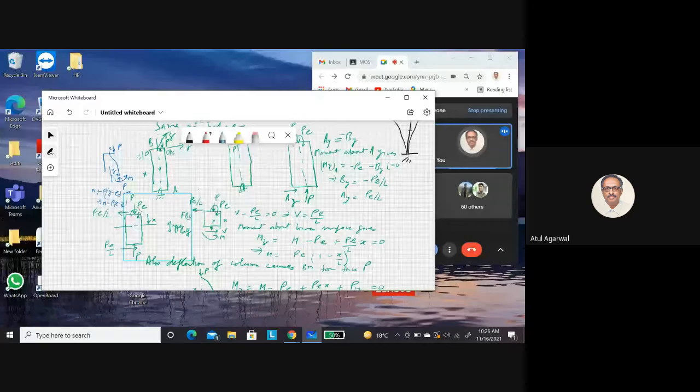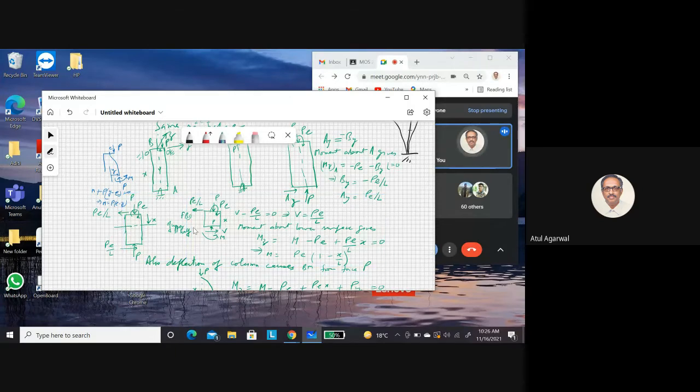So I have shown it here. This is PE by L. So I have shown whatever are the reactions. So here I just calculated these reactions Ay, By. So this is my free body diagram for the full column.